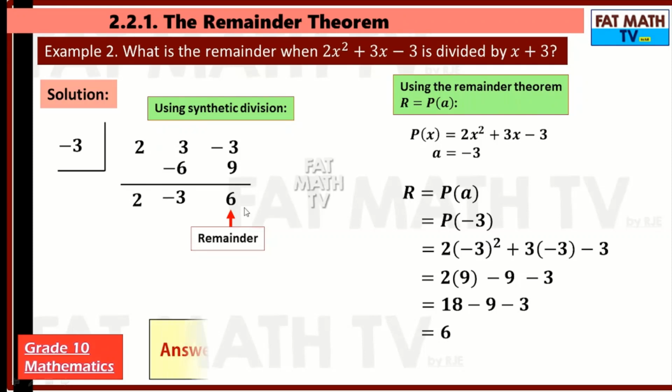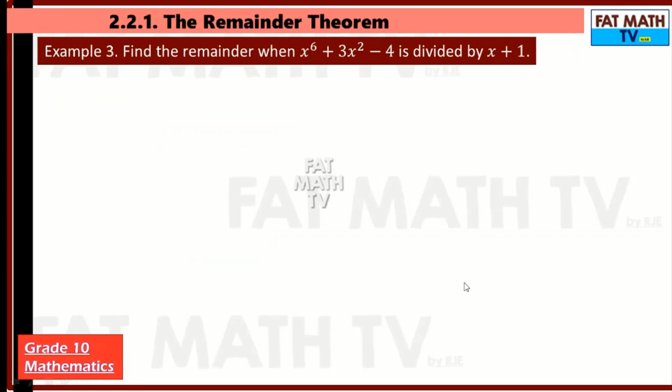Here it's also 6. So you can use either process, but if we will apply the remainder theorem, this is the process that you're going to use. Third example, find the remainder when x raised to 6 plus 3x squared minus 4 is divided by x plus 1. So what is our a here?